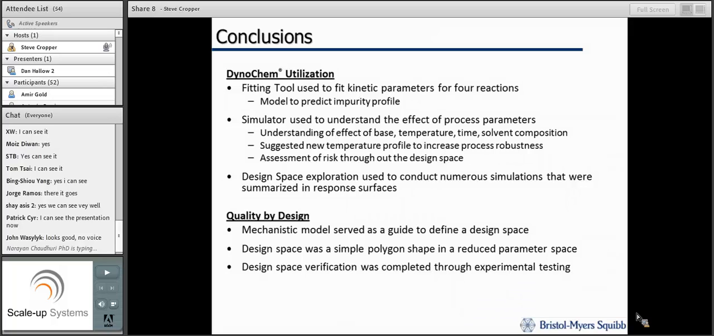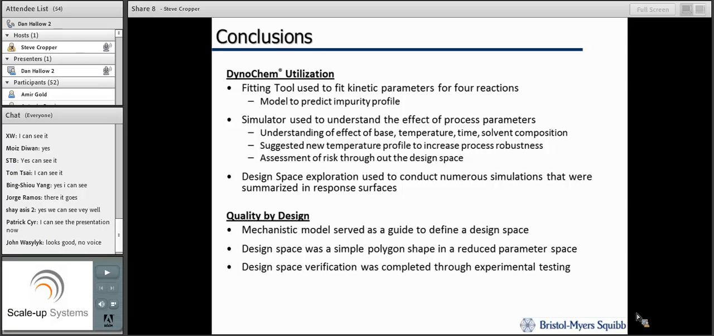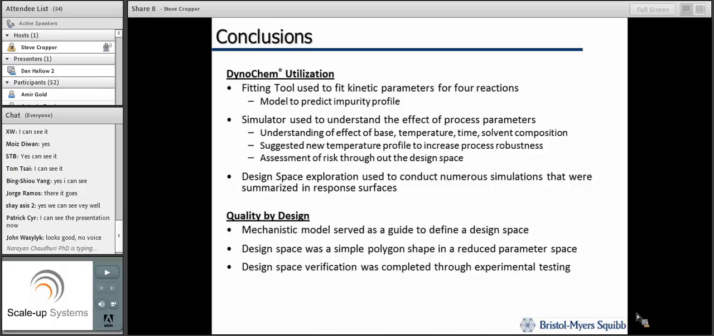And this was not only valuable for defining the design space, but we also were able to make some suggestions to improve the process. So suggesting a new temperature profile that I described before, where we reduce the temperature set point to decrease the impurity formation, and this allowed us to increase the process robustness.